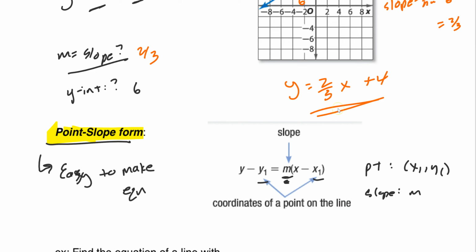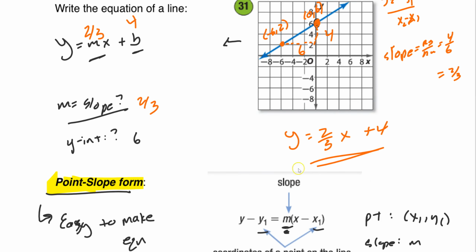Just to show you, let's go back up here real quick. Right, if I want to fill out this equation, let me try to find some space. Let me do it over here. Right, all I need is a point. We have a point right here. (0, 6), so plug in 0 for x, and 6 for y. And then you need the slope, which we found is 2/3. So you get y minus 6 equals 2/3 x minus 0.